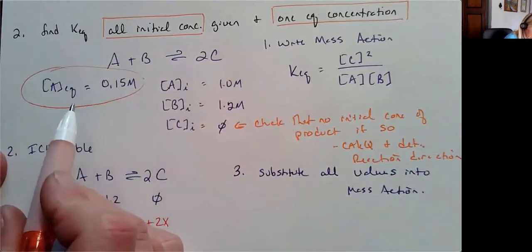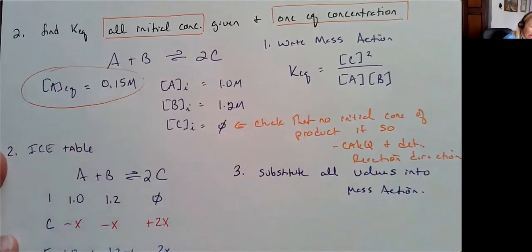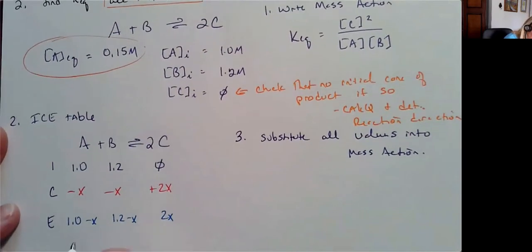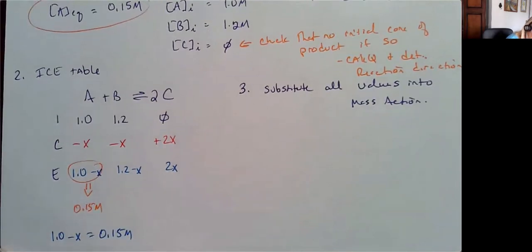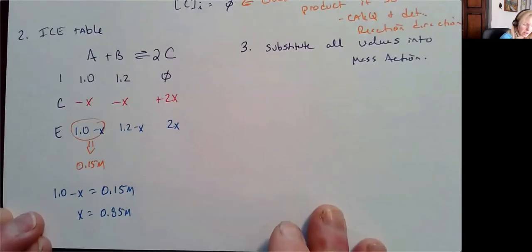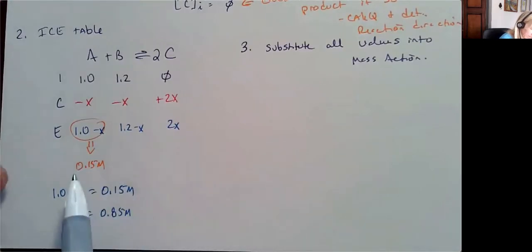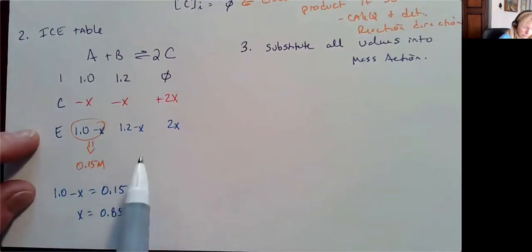So I know that at equilibrium, A is 0.15 molar. So that means this whole thing here equals 0.15 molar, so I can solve for X. So 1 minus X equals 0.15 molar. That means X is 0.85 molar. So having found that out, then I can substitute that in and find these two here.